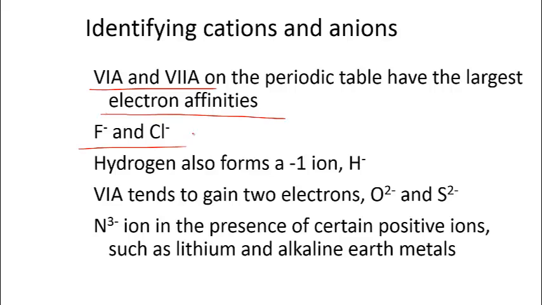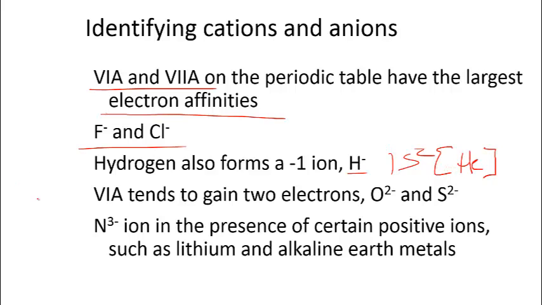Hydrogen also forms a -1 ion, H-. The hydride ion has an electron configuration 1s2, and this is equal to helium's electron configuration, which is one of the noble gas elements.